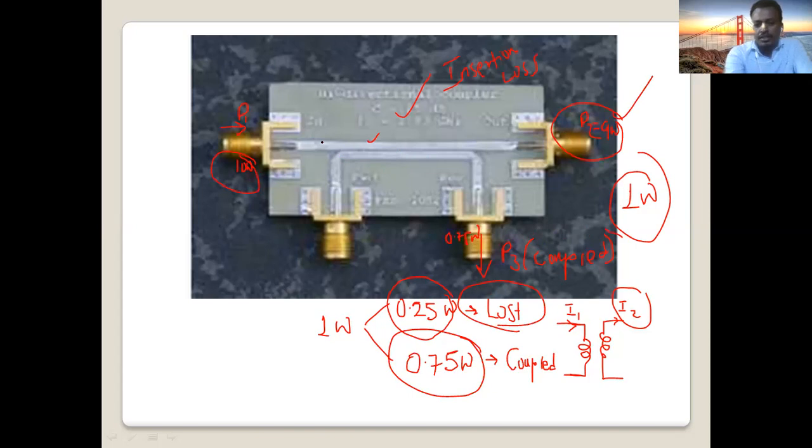So you see, the signal is divided into 2. The signal comes here, and at this point it is divided into 2. One goes directly, another one goes to port 3 here, which we call the coupled port.